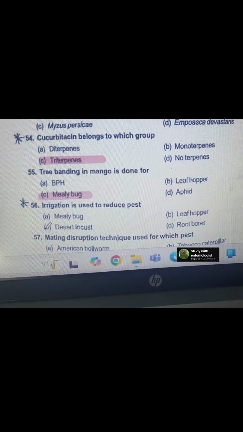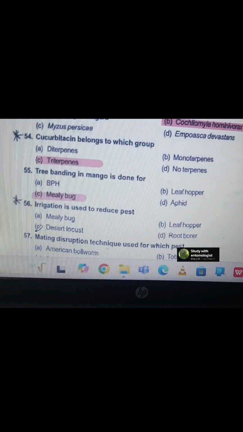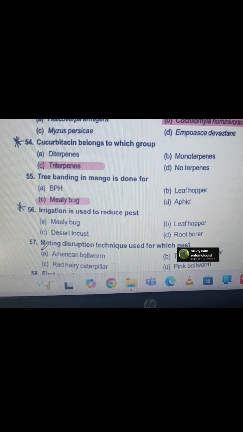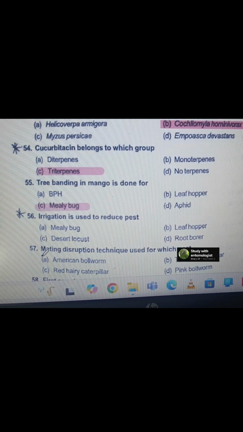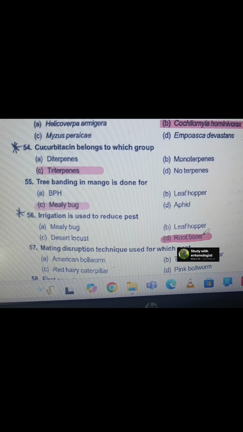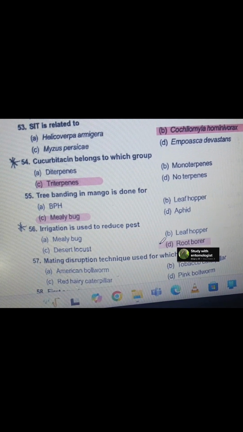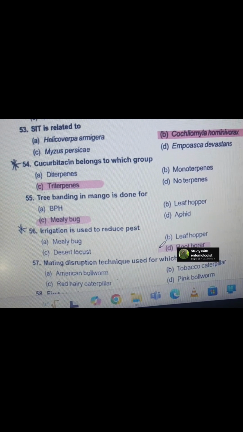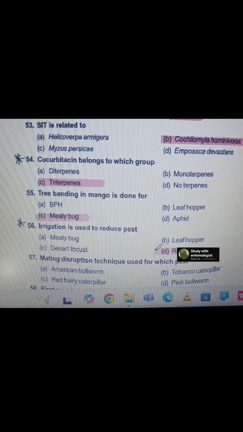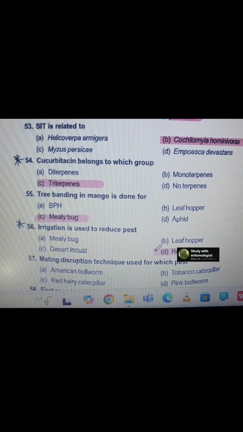Next question: irrigation is used to reduce which pest? Irrigation is used to reduce pests like root borer. Why? Because it resides inside the soil. So when the fields are filled with water, the root borer gets a deficiency of oxygen, through which they can be killed.